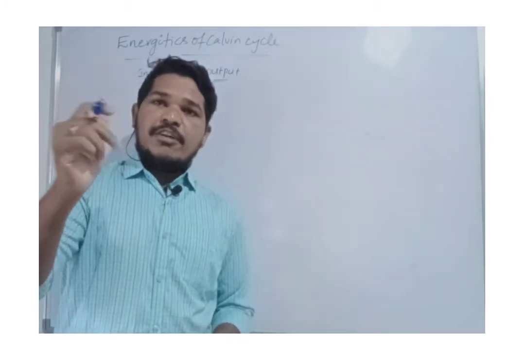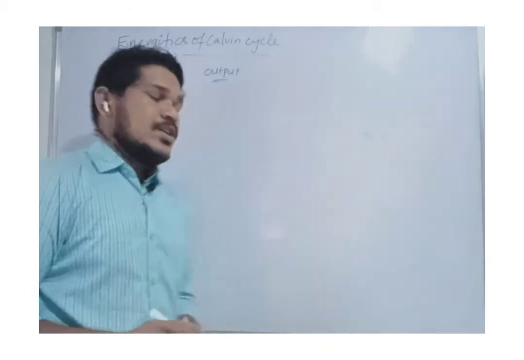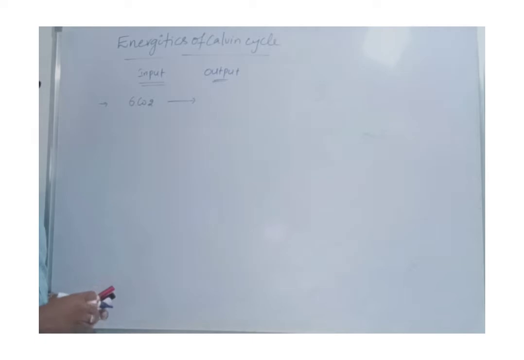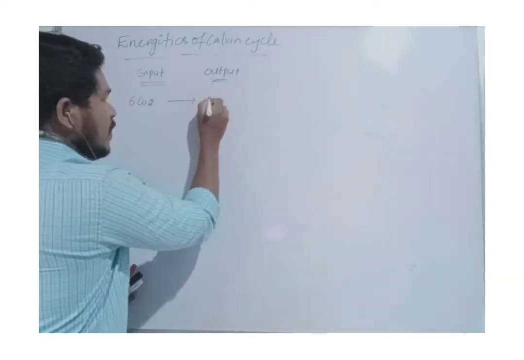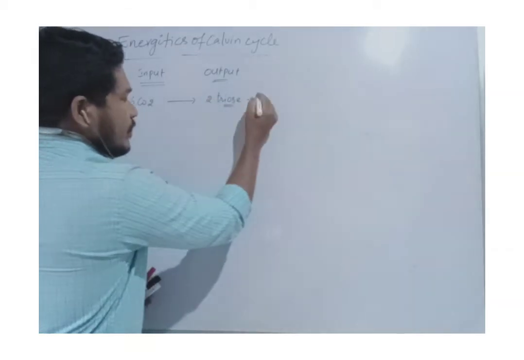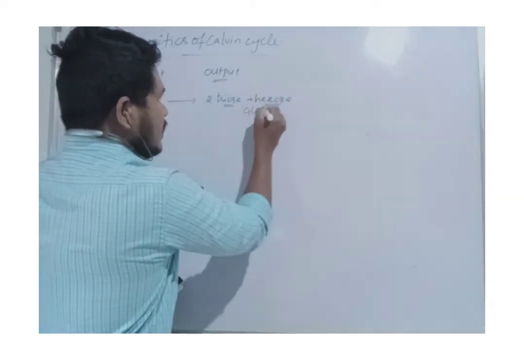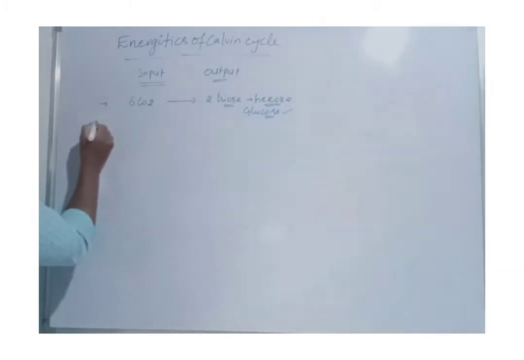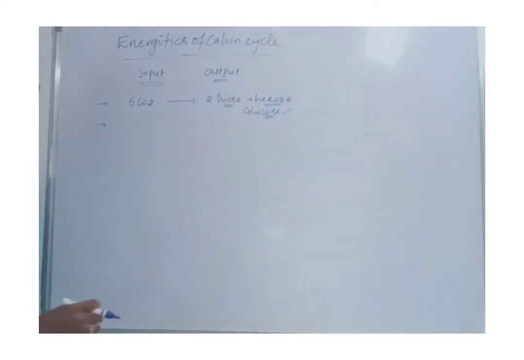For the formation of one glucose sugar, 6 molecules of carbon dioxide are required. These 6 CO2 molecules are converted into 2 triose molecules, and the 2 triose molecules form one hexose sugar, that is, a glucose molecule.